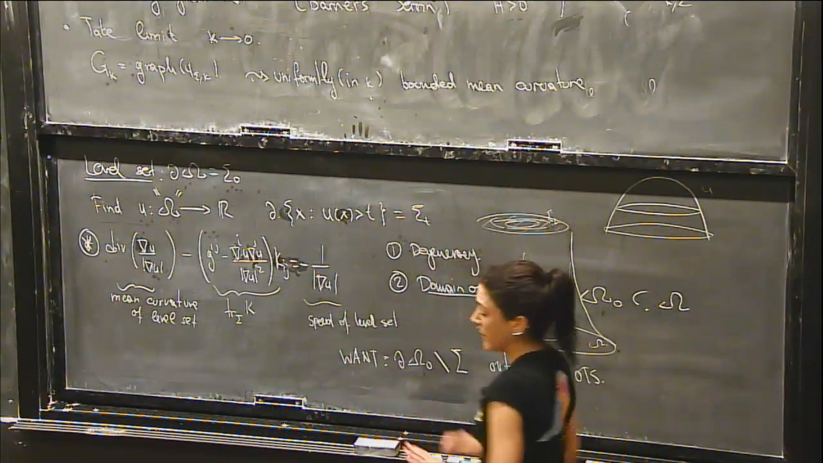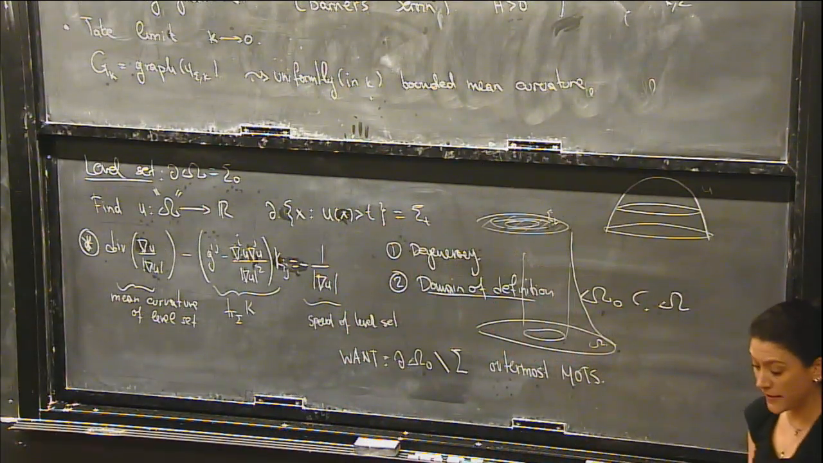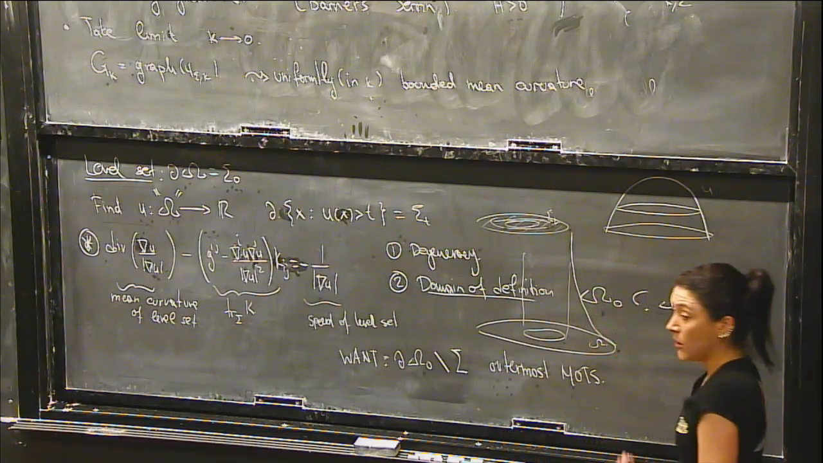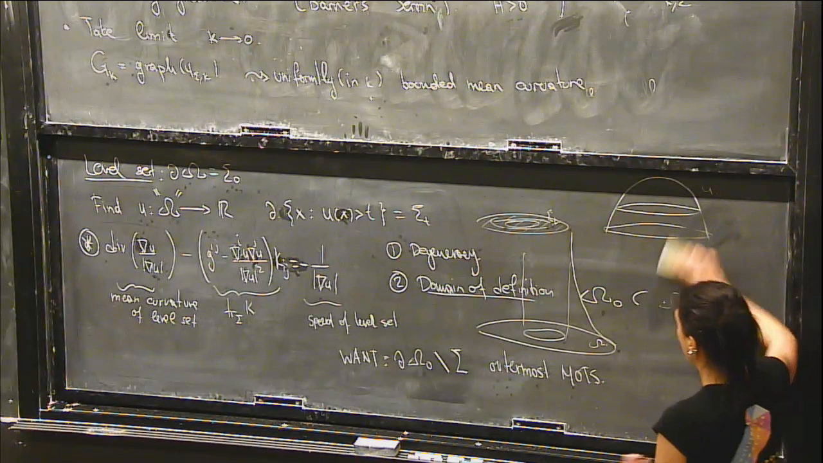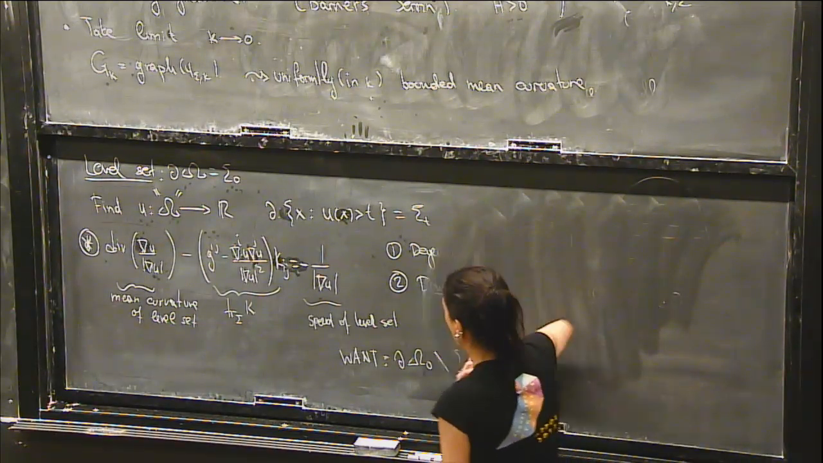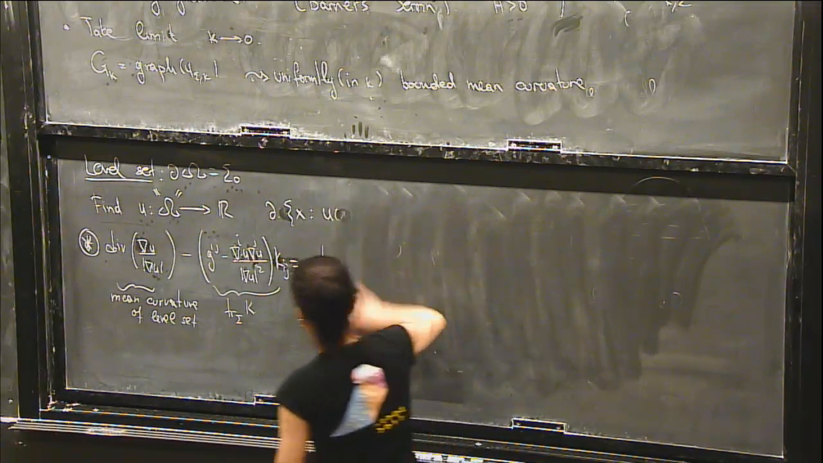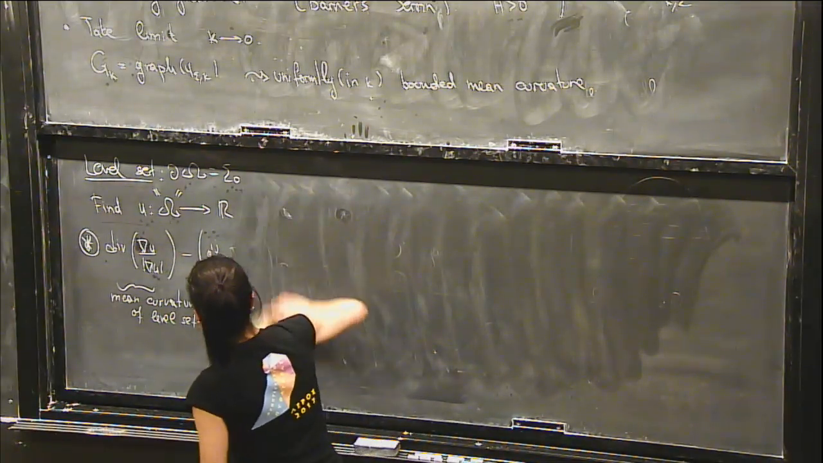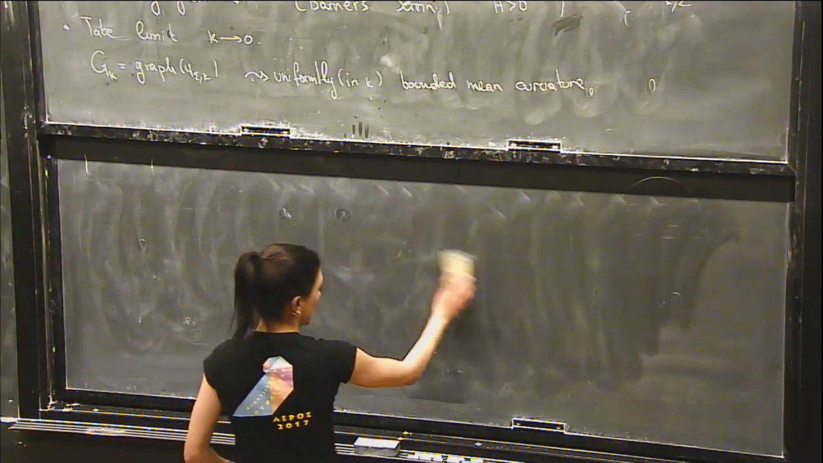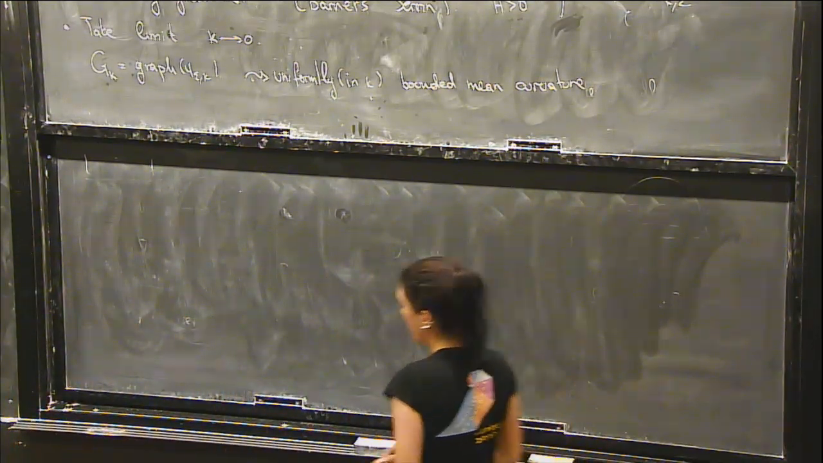Okay, but such surfaces, when you have graphs that have uniformly bounded mean curvature, they are what we call almost area minimizing and satisfy really nice compactness properties. So actually they're almost like being area minimizing.